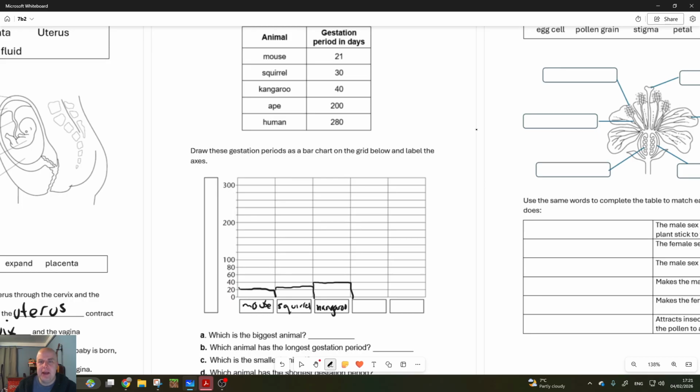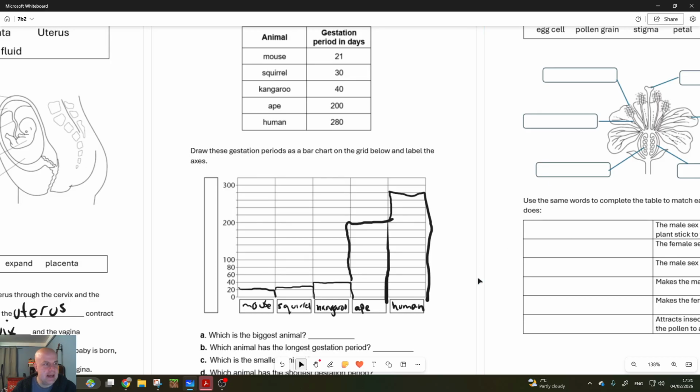Lovely. Now, ape, big jump up there to 200. It's not the best bar in the world, but I will survive. That's an ape. Okay. And human up here. Okay. Each box is basically 20. So it's 280. Okay. That's a human.